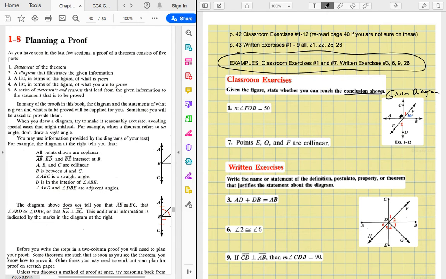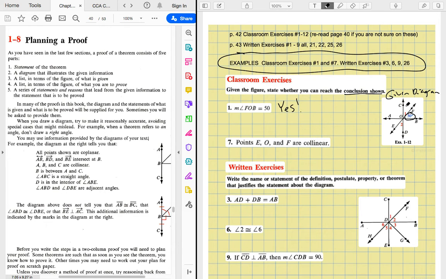Okay, here's our given diagram. Let's check it out here. What do we see? Well, are we allowed to make the conclusion that the measure of angle FOB equals 50 degrees? Are we allowed to do that? Well, yeah. Check it out, it's given to us. So the answer here is yes.